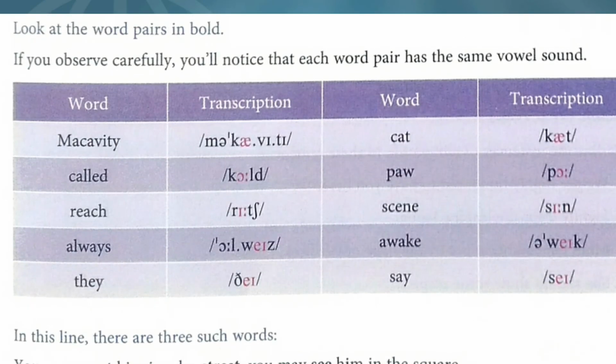So look at the table. In the table they have given a word as well as its phonetic transcription. I don't know whether you have learnt about phonetic transcription, how to write it, but anyhow, let me explain. First one is Macavity. Look at how the word is written in phonetic transcription. Next word, cat. The same vowel sound in Macavity is repeated in cat.